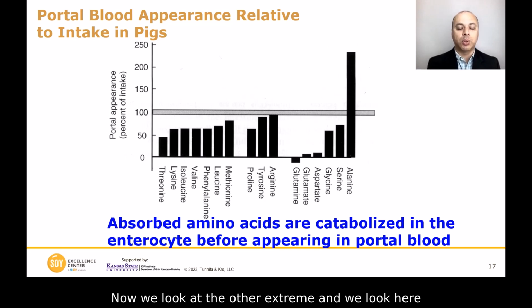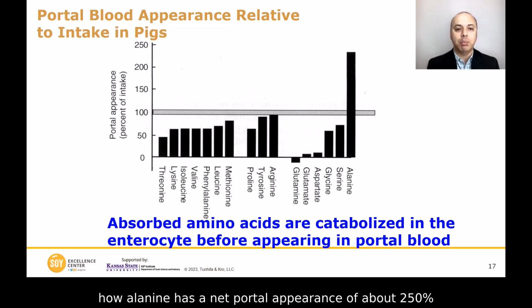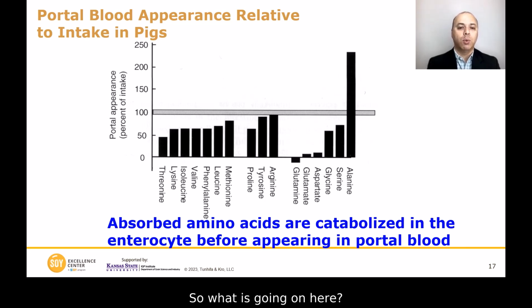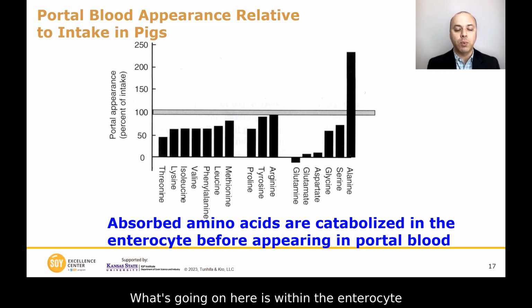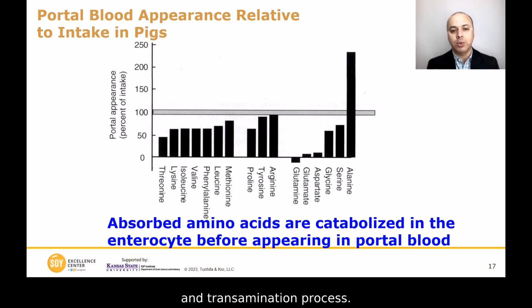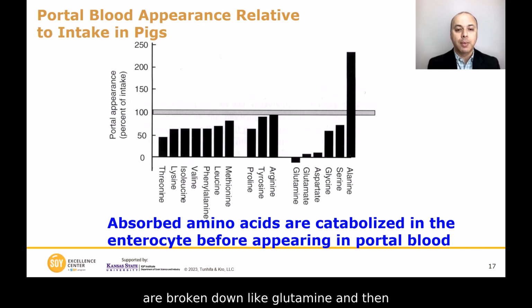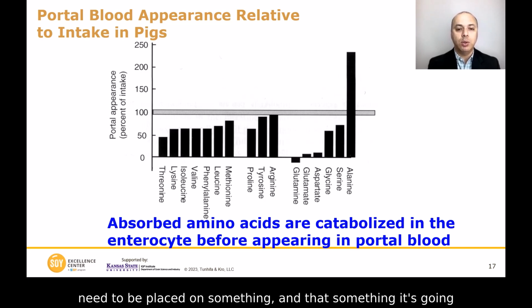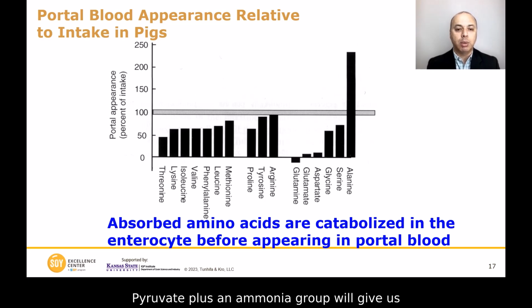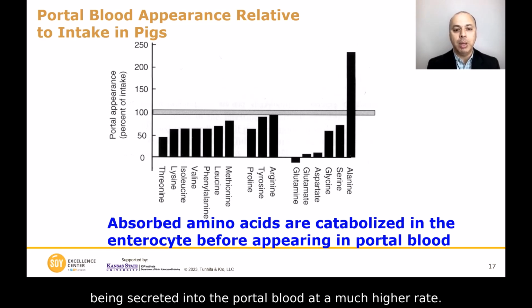Now we look at the other extreme, and we see here how alanine has a net portal appearance of about 250% of the intake of alanine. So what is going on here? Within the enterocyte, there is a lot of deamination and transamination. This basically means there are a lot of amino acids, like glutamine, that are broken down, and then we have that excess nitrogen that needs to be placed on something, and that something is very likely going to be pyruvate. Pyruvate plus an ammonia group will give us alanine, and that's why we see alanine being secreted into the portal blood at a much higher rate.